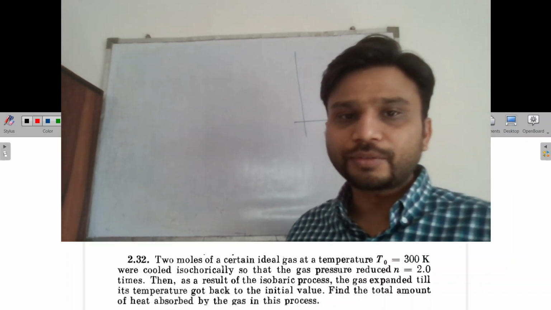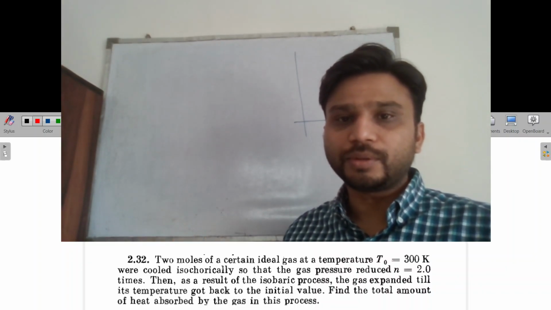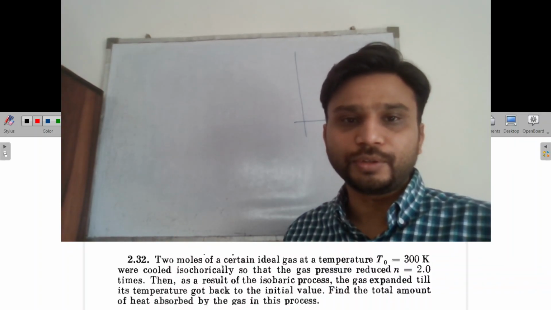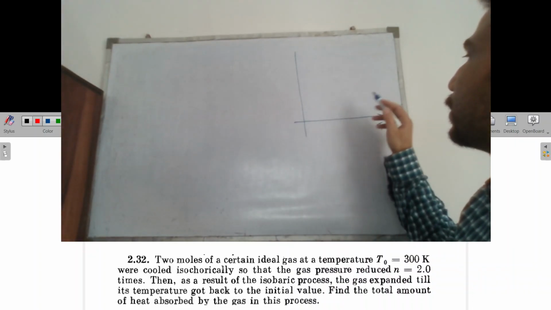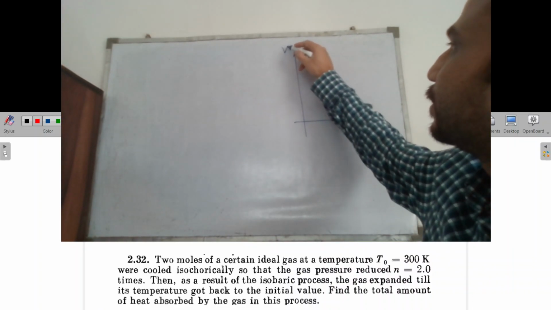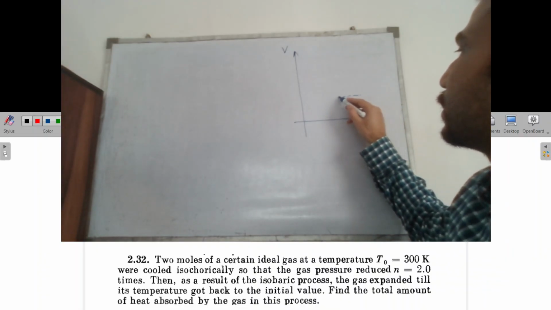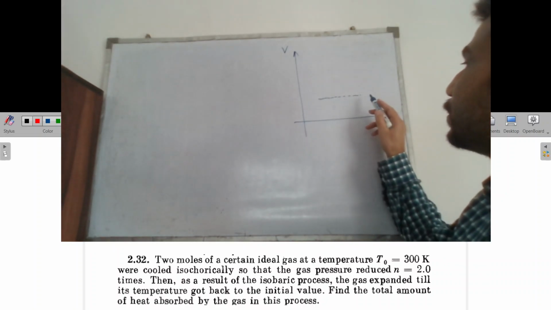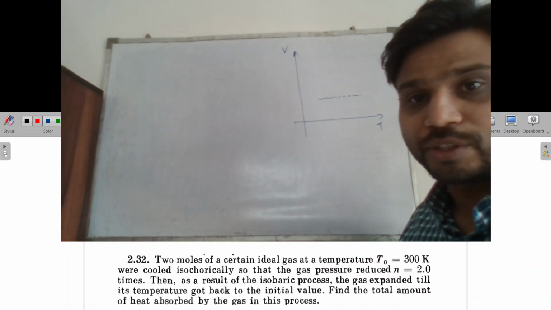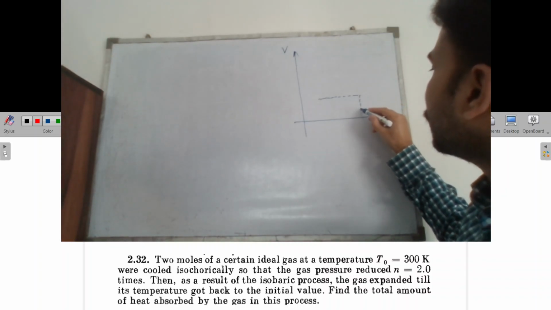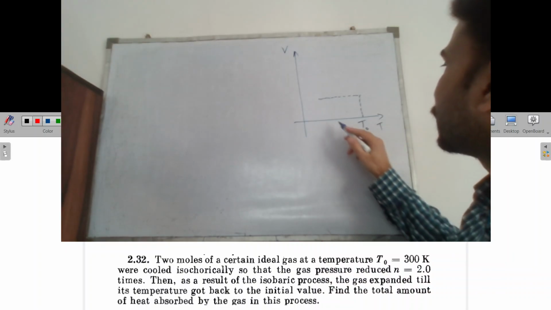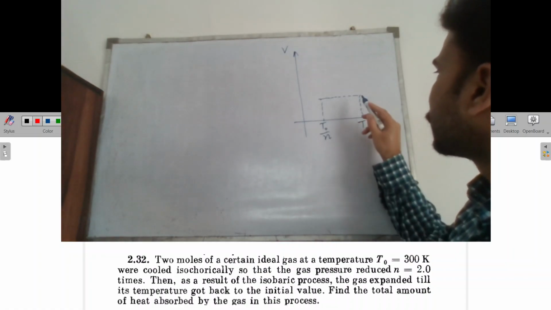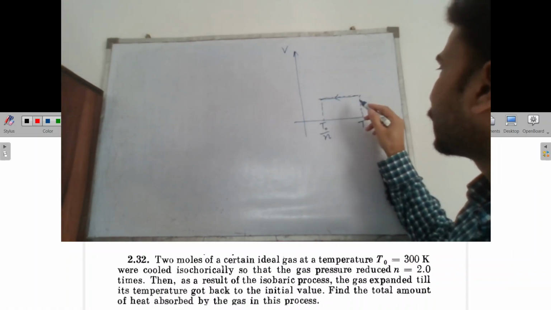Now it's saying that the gas is first cooled isochorically so that the gas pressure is reduced n times, where n is equal to 2.0. Isochoric process means we have to draw a VT graph, and the gas pressure is decreasing without any change in volume. So the volume of the gas is constant, and the temperature has changed from T naught to T naught by n.